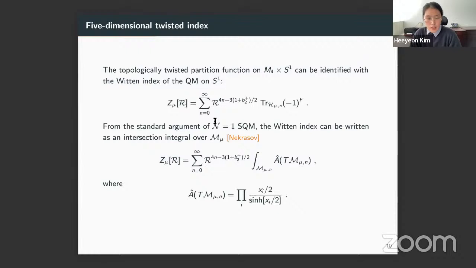And from the argument of the N=1 supersymmetric quantum mechanics, the Witten index can be written as an intersection integral over the moduli space M_μ. It can be, roughly speaking, thought of as a generating function of the integral over the moduli space, where in the integrand, you have the A-hat genus of the moduli space.